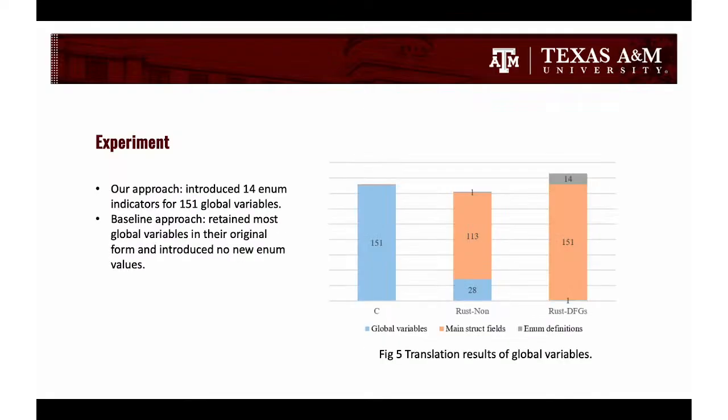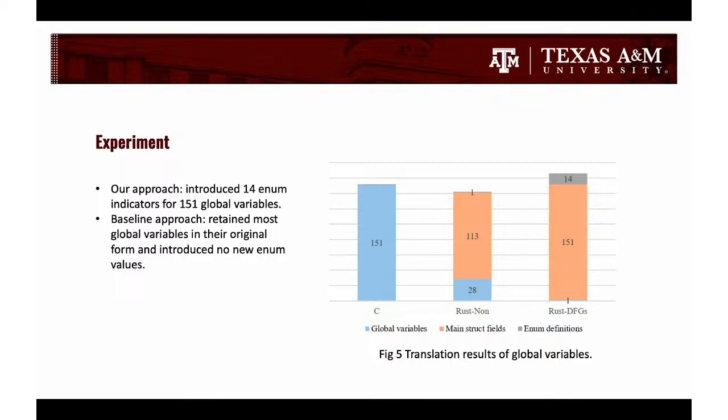As instructed in our prompts, for certain global variables passed as parameters to functions or stored in other structs, our methods create enum indicators at the declaration stage. Among all 151 global variables, our approach introduced 14 enum indicators, and this highlights the necessity of these indicators to prevent multiple mutable borrowing. By contrast, the baseline approach lacked the data flow information required to trigger enum generation, and they introduced no new enum values.